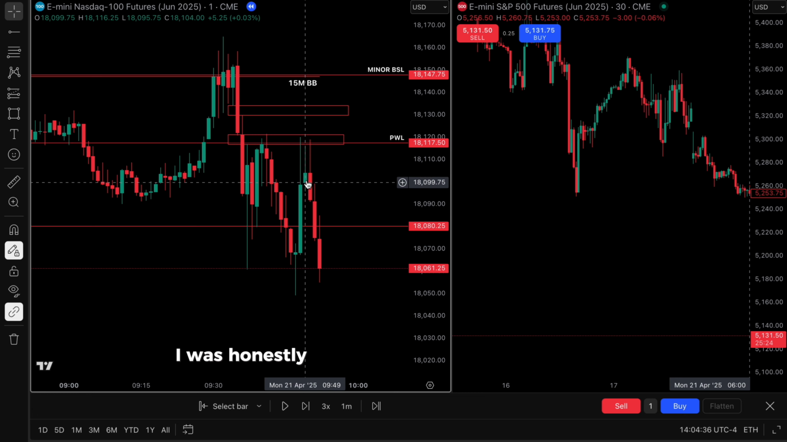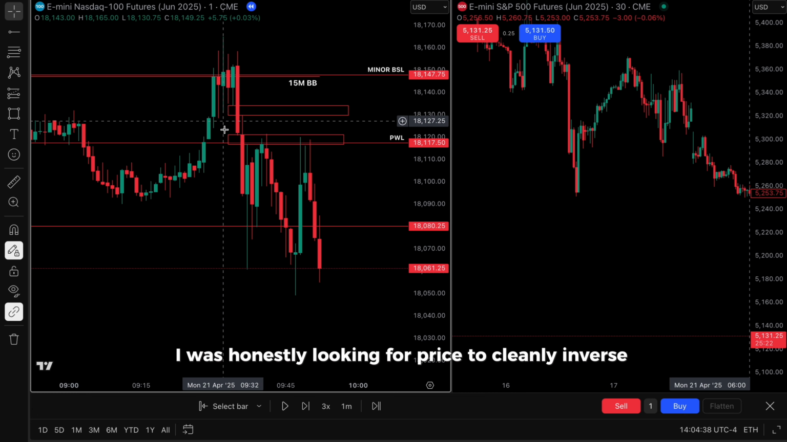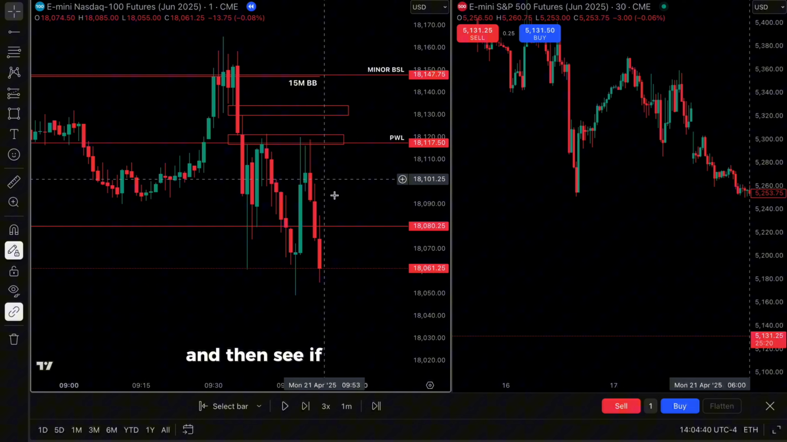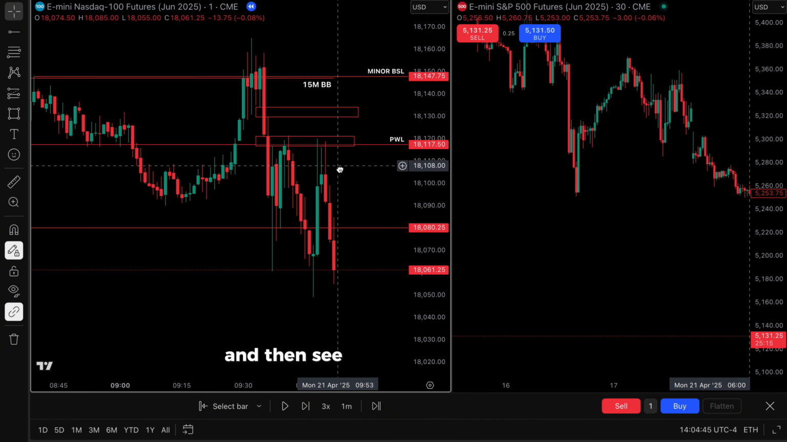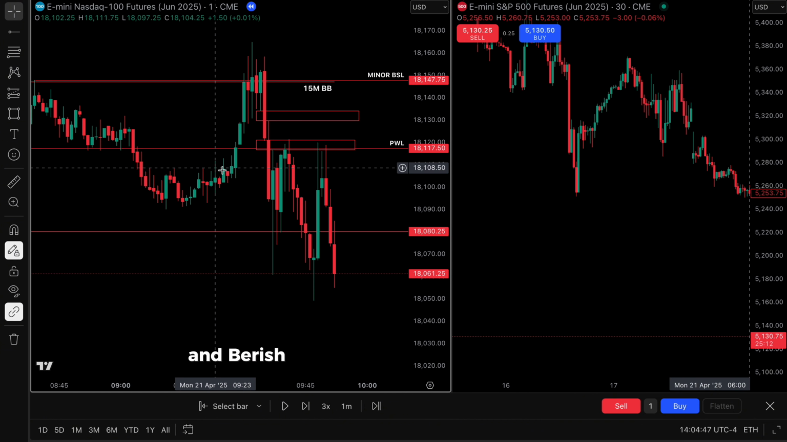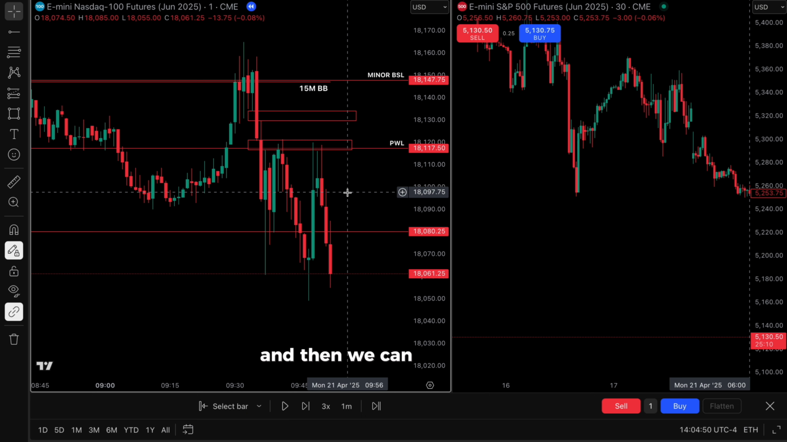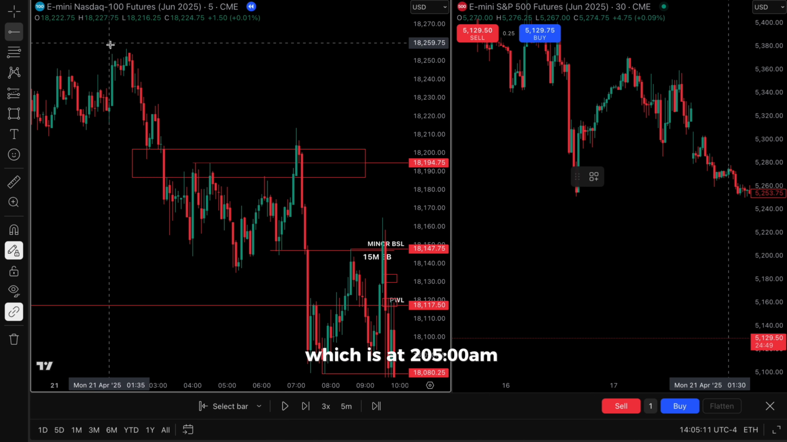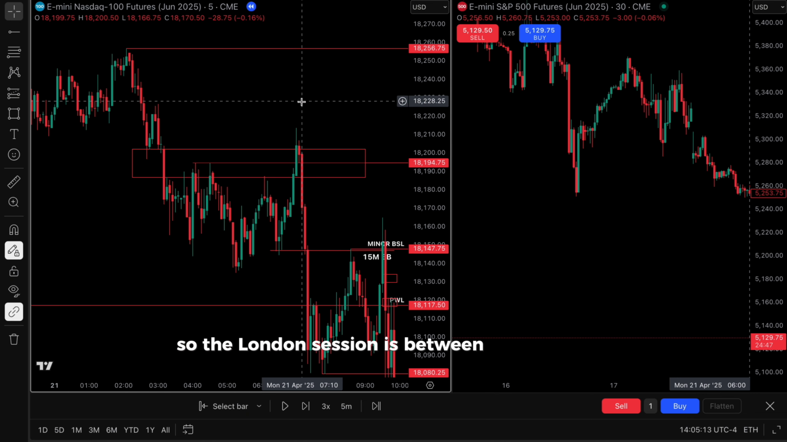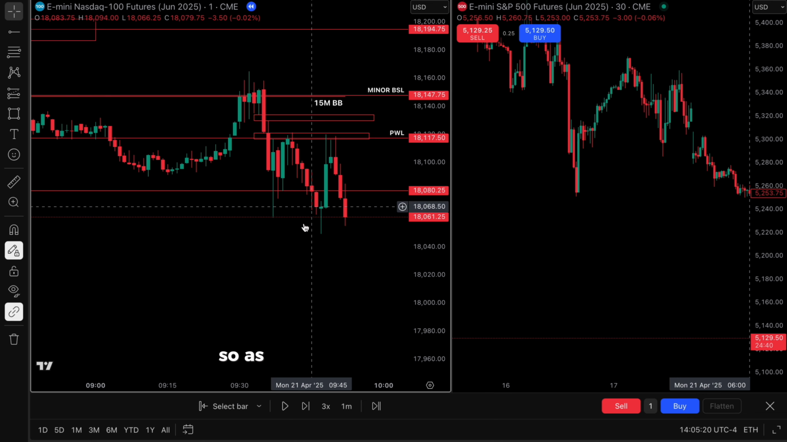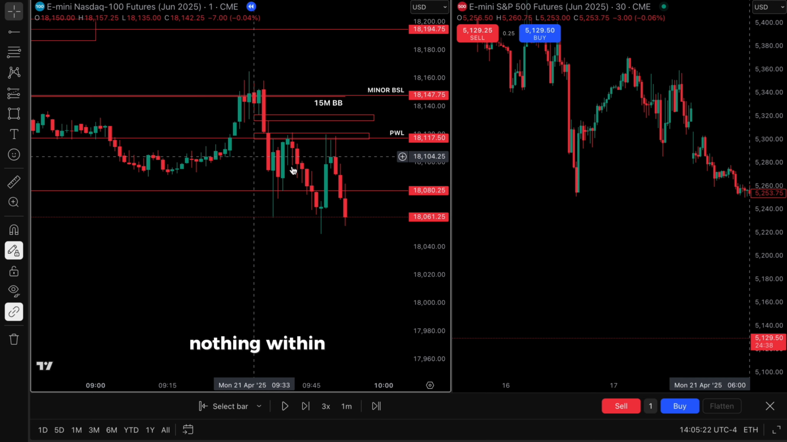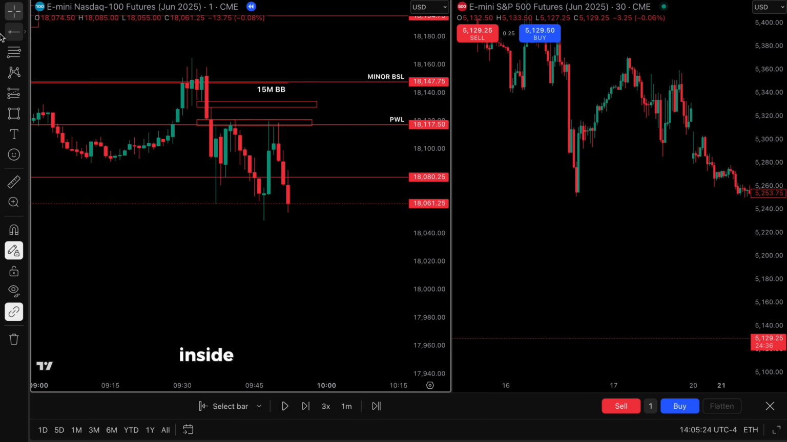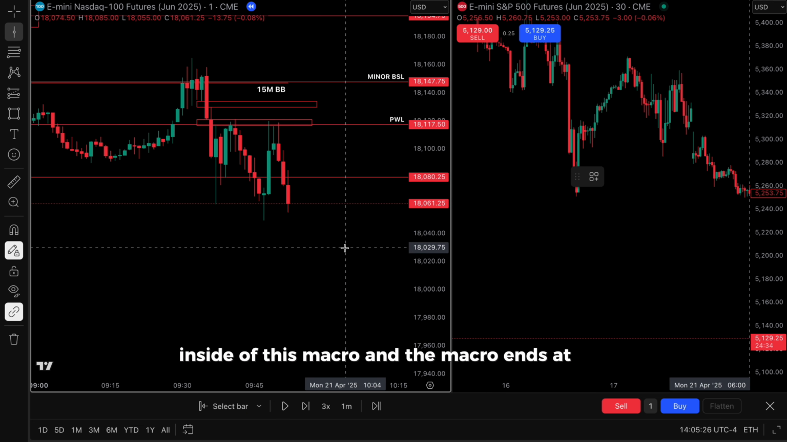At this point, I was honestly looking for price to cleanly inverse these two bearish gaps and then see if we get an opportunity for longs, and then see the 15-minute bearish gap and bearish breaker to the left get disrespected, and then we can look for longs towards our clean set of London highs, which is at 2:05 a.m. So the London session is between 2 a.m. and 5 a.m. So as you can see here, there is currently nothing within my model that I would look to take inside of this macro, and the macro ends at 10:15.